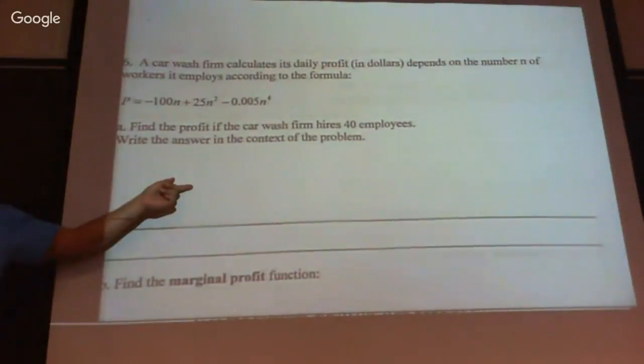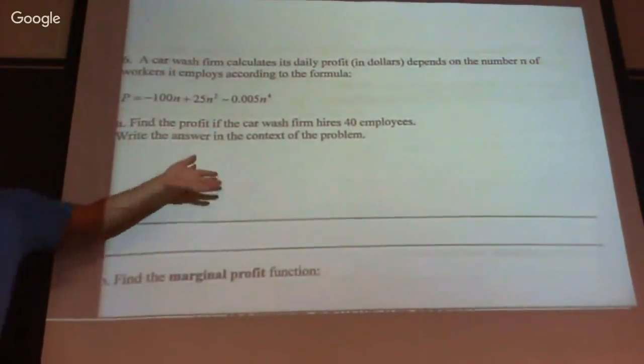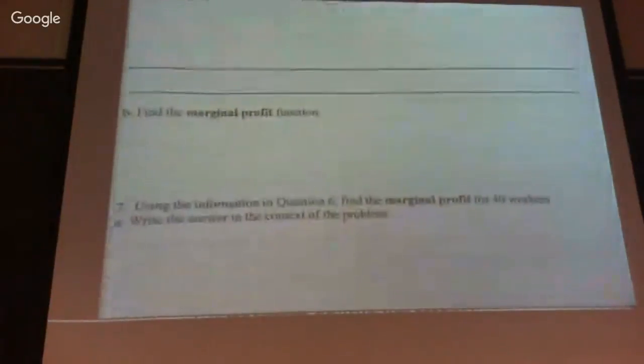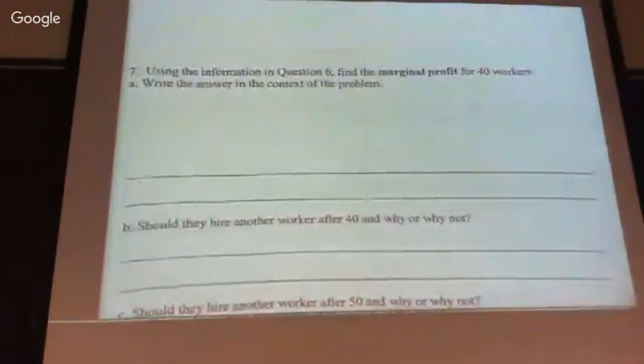You're just plugging into the original. That's all you're doing. That should be a freebie. Question 1, you're plugging in the original. Question 2, you're finding the derivative, then plugging into the derivative and explaining. Okay? And again, this would be a nice creative problem for you to work on.